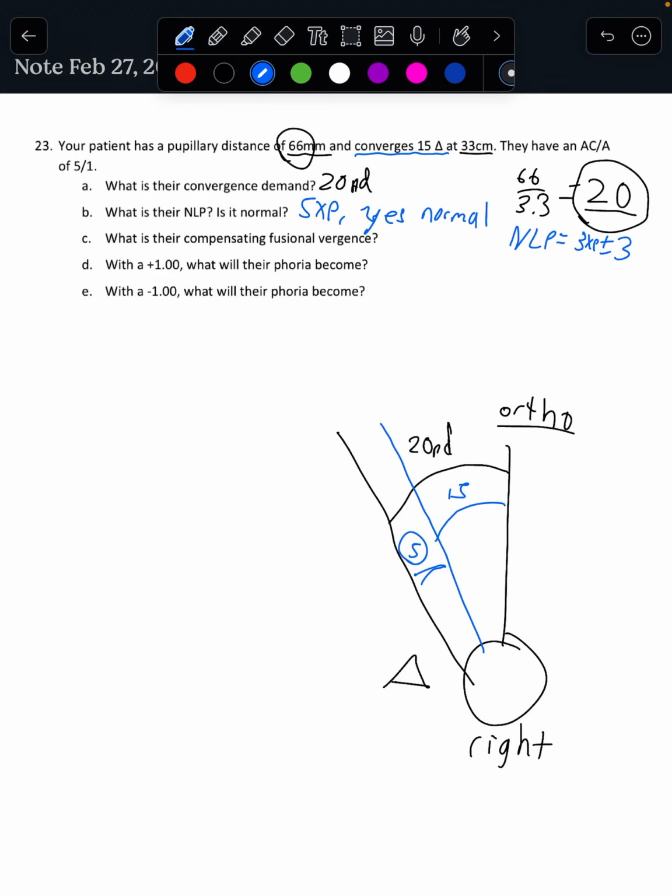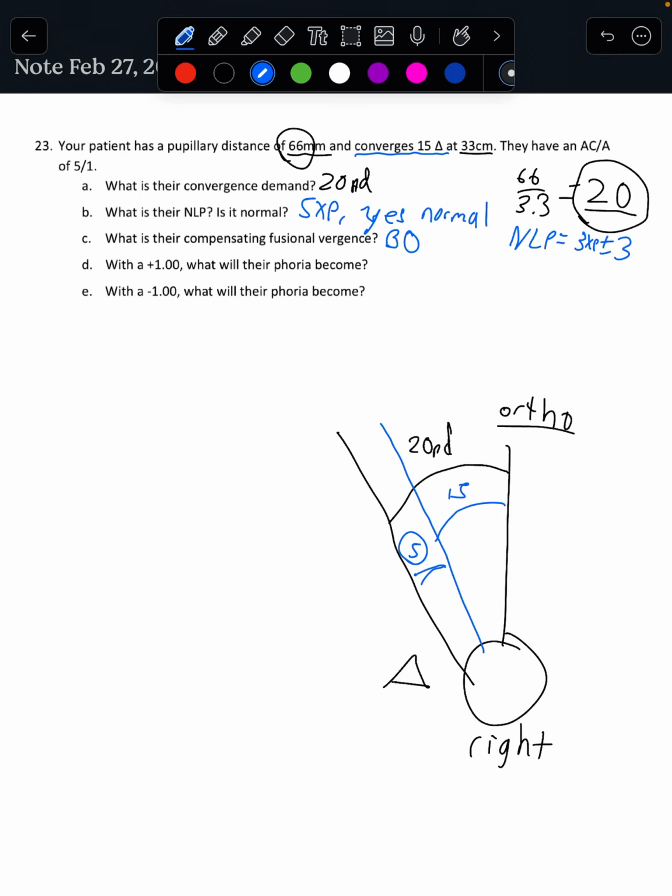Okay, so if you hypothetically had an ESO patient, you neutralize their phoria with base out prism, but they compensate for their esophoria with base in prism. Okay, but our patient is exo, which means we measure exo with base in prism, but we compensate for it with base out prism. Okay, I'm sorry if that was confusing.